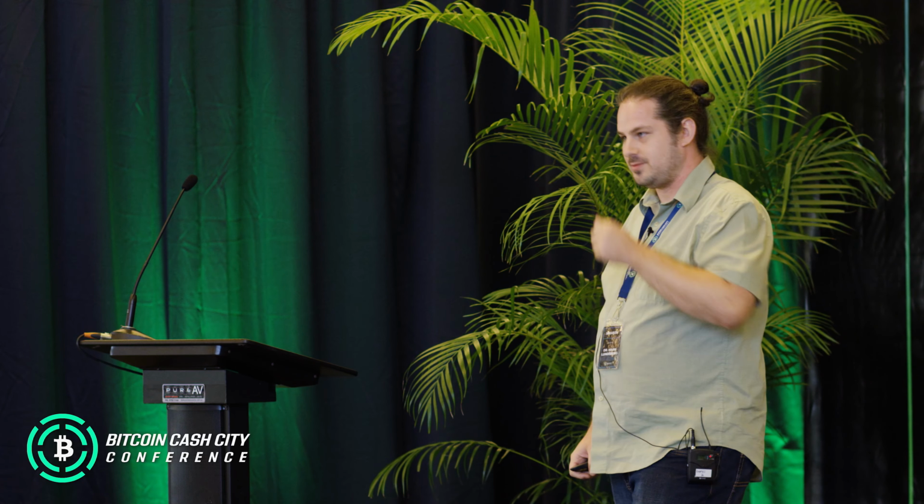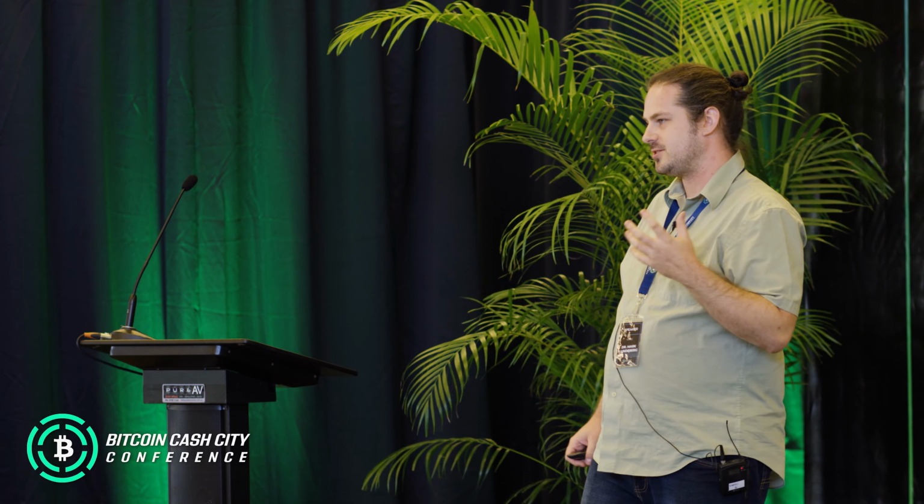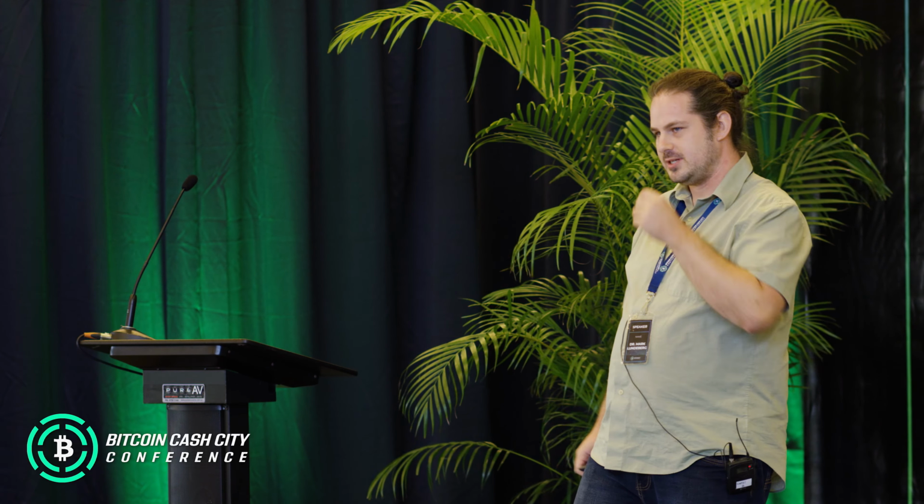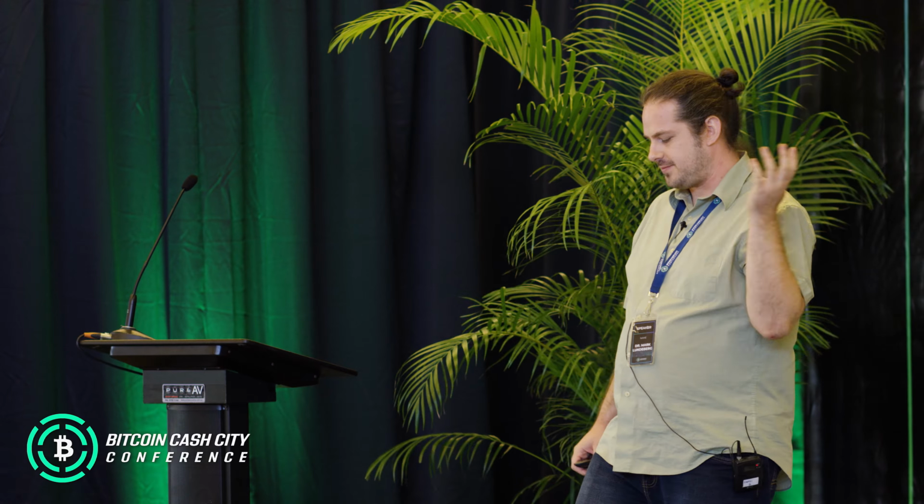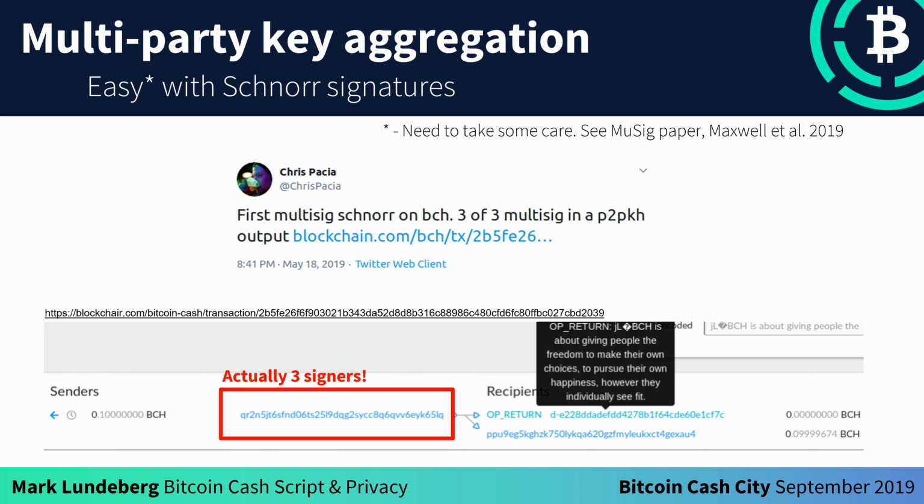And it's actually quite easy to do this with Schnorr signatures. After we introduced the Schnorr signatures in the May upgrade, I spent an afternoon and wrote a little Python script that lets you do this key aggregation. So we made a transaction signature together with this pay-to-public key hash address. It starts with a Q, it's a single public key, but behind the scenes that was actually me and two other guys working together doing this off-chain signing protocol.